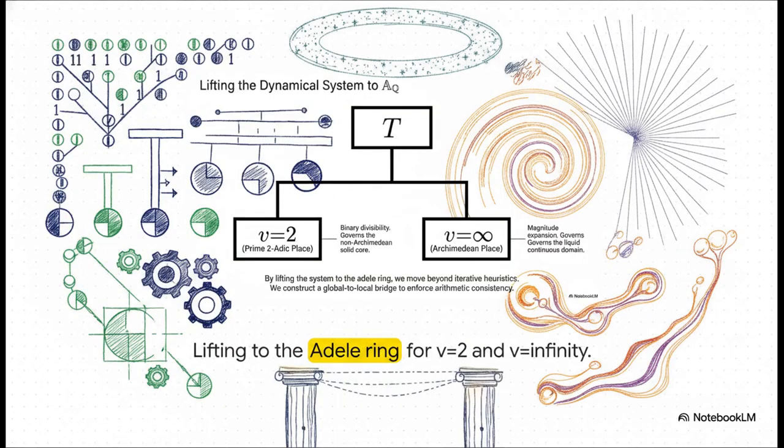But to move beyond simple guessing or manual crunching, we have to make a massive conceptual leap. We lift the entire system into the adele ring. This physically separates the mathematics into two distinct pillars, the prime two-adic place, where binary divisibility governs the system, and the Archimedean place, which is governed by magnitude expansion. It's truly fascinating. We are completely transforming a local arithmetic problem into a global one.